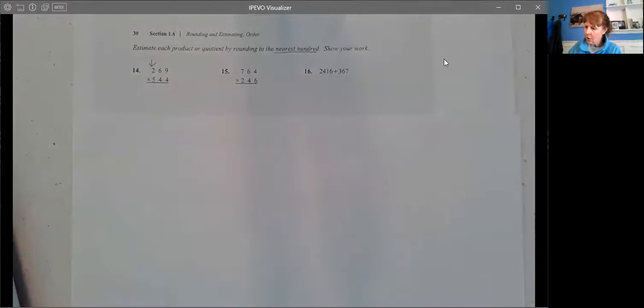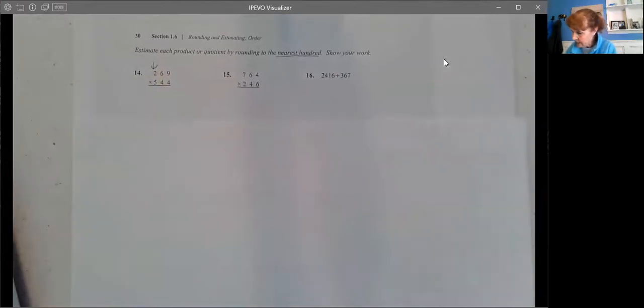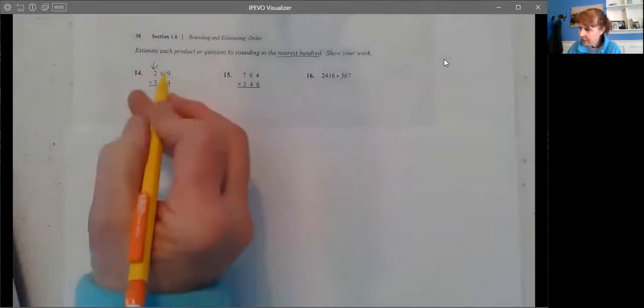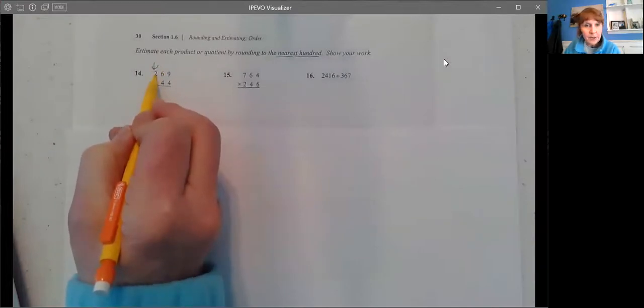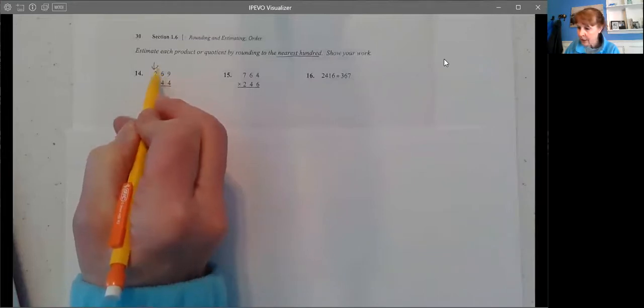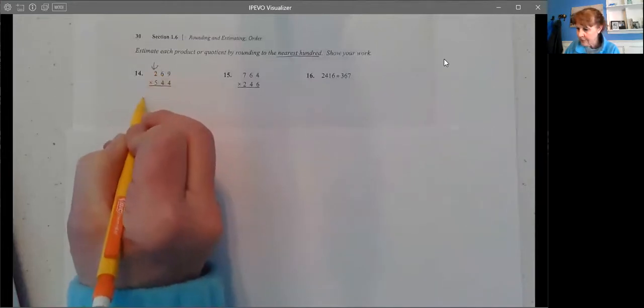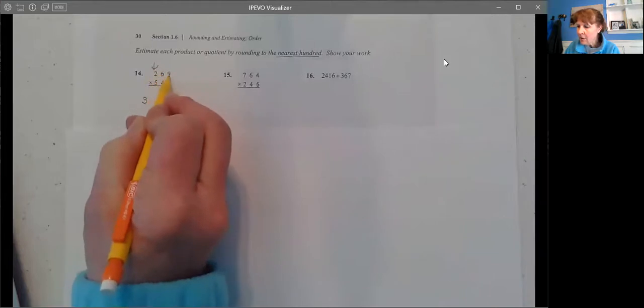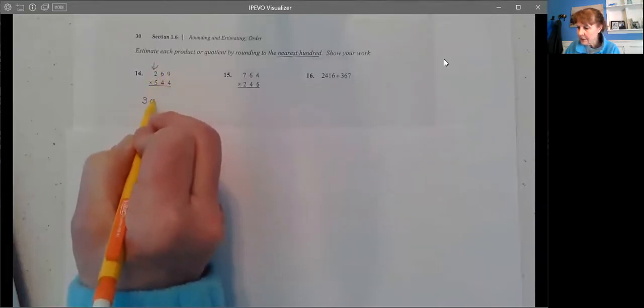All right. So I'm going to go ahead and do that. I'll just bring it down a little bit here. So we go to our 100 spot. We look to the right. It's greater than 5, or it's 5 or greater. So we're going to increase the 2 to a 3. And what follows, the digits that follow become zeros.